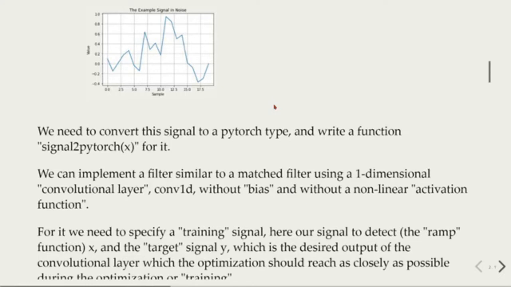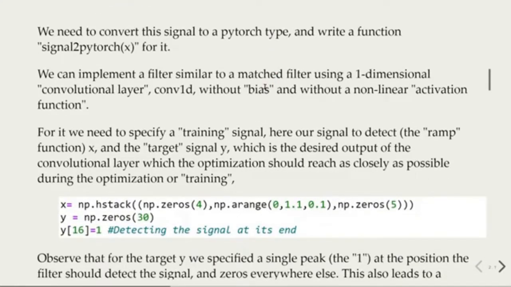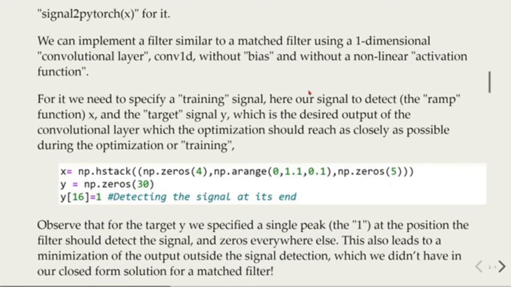Then we can also implement a filter similar to a matched filter using a one-dimensional convolutional layer, a Conv1D, without bias and without a nonlinear activation function. For it, we need to specify a training signal, and here our signal to detect is the ramp function x, and the target signal y, which is the desired output of the convolutional layer, which the optimization should reach as closely as possible during the optimization or during training.